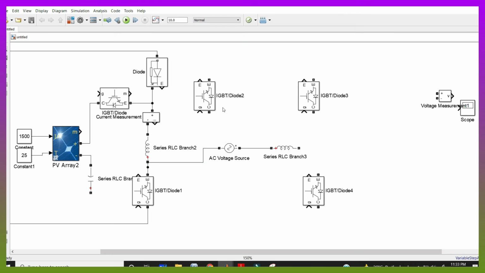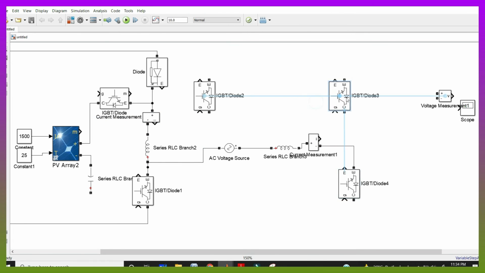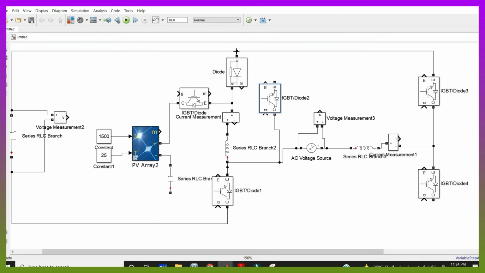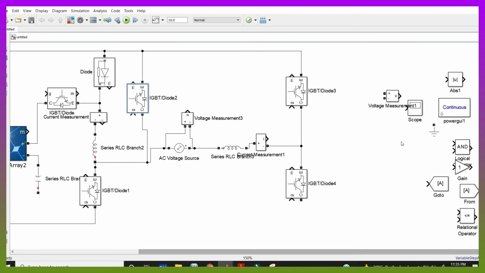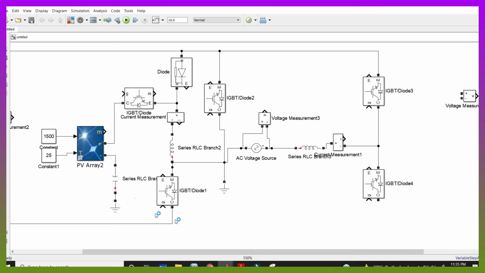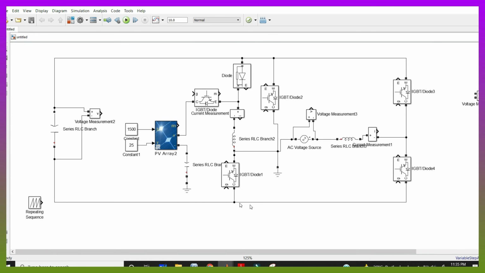To measure the grid current, take the current measurement in series to your grid and give it to the switches. To measure the voltage across this grid, take the voltage measurement also and connect across the grid. Connect like this. And take the ground, connect it to this grid, and also connect the input solar, and connect this switch to this one. That's it. This is our complete circuit diagram.